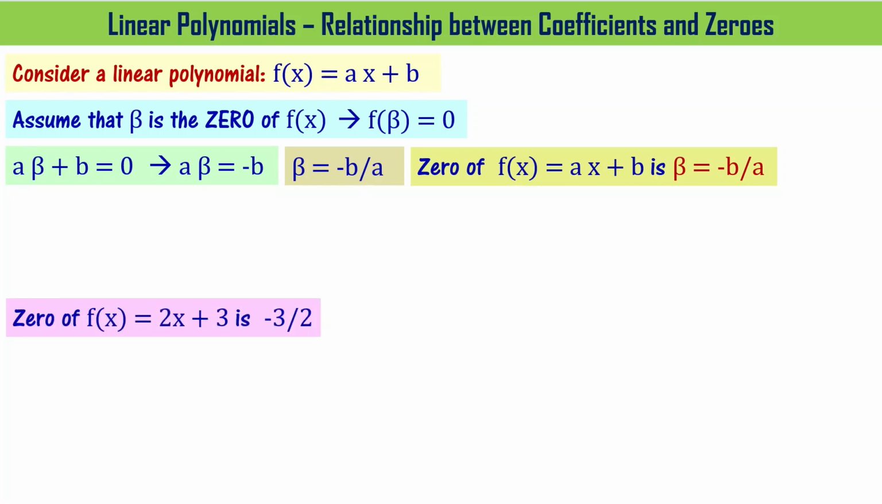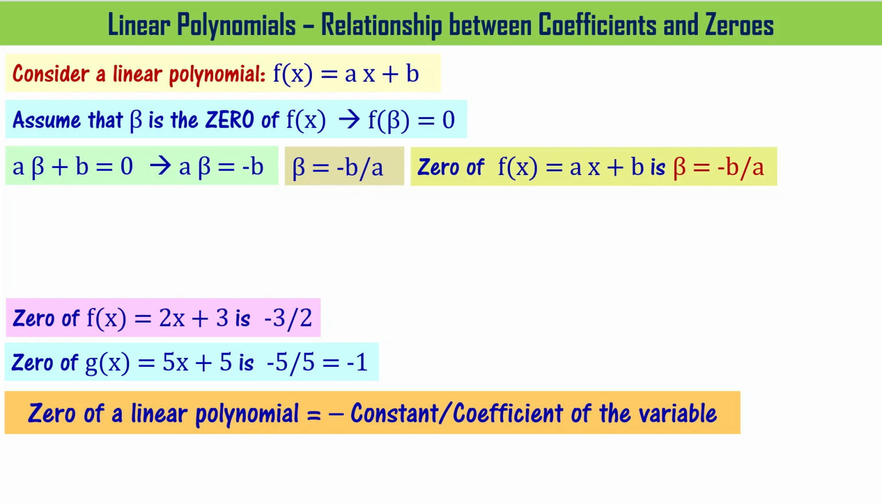And we have seen zero of f of x equal to 2x plus 3 is minus 3 by 2. And we have seen zero of linear polynomial 5x plus 5 is minus 5 by 5, that is equal to minus 1, right? When you observe all these, what you can say is zero of a linear polynomial is equal to negative of constant divided by coefficient of the variable. In the case of f of x, the constant is b and coefficient of the variable is a, where variable is x, right? Please take a note of this.